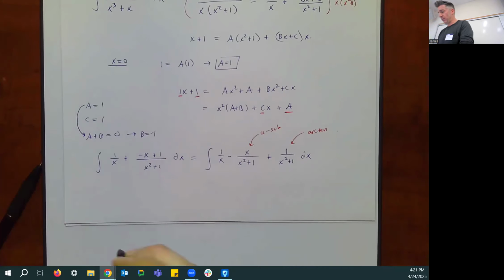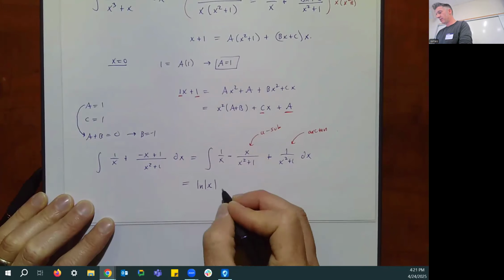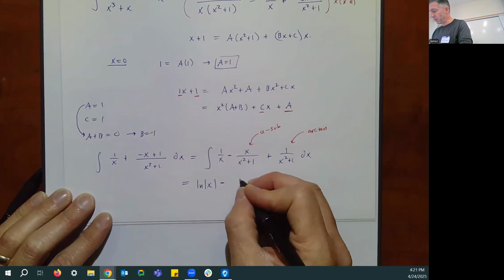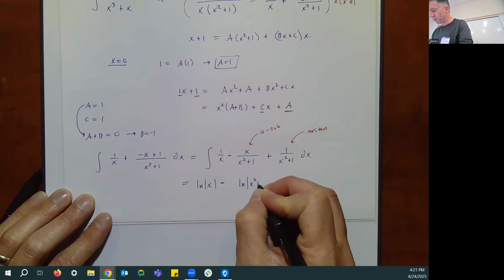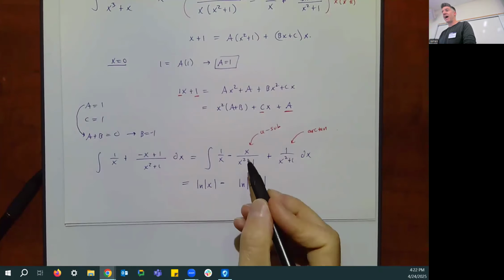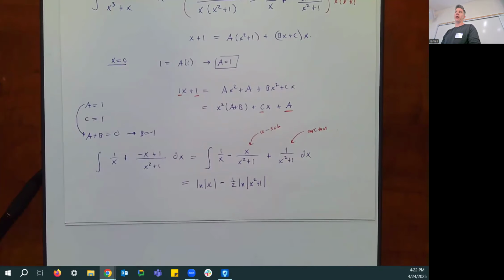So I'm just going to skip the u sub here. The integral of 1 over x is the natural log of the absolute value of x. The integral of this should be something with the natural log of the absolute value of x squared plus 1. If I take the derivative of that, I would get 1 over x squared plus 1 times what? Right, but I only have an x, so I need a 1/2 to make it all work out.